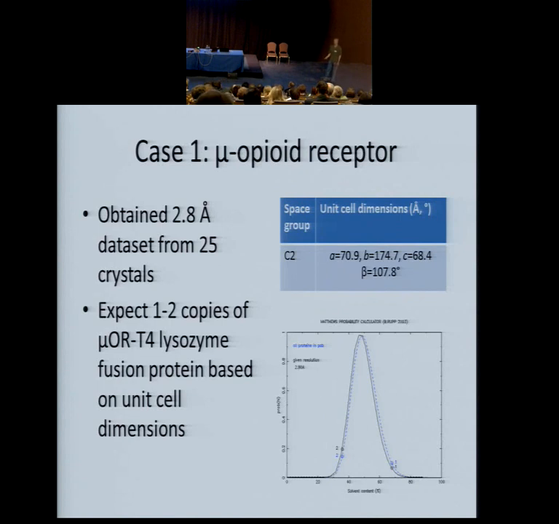Because the crystals are grown in LCP and they're very small, very fragile, and very radiation sensitive, we typically require a large number of them to create a complete data set. We can usually only get something on the order of 10 degrees of data from a given crystal before radiation damage becomes so severe that we can't get useful information anymore. Based on a Matthews calculation, we anticipated 1 to 2 molecules per asymmetric unit. I should mention this is also an example of a T4 lysozyme fusion protein, so it contains a receptor and a T4 lysozyme molecule within the asymmetric unit.